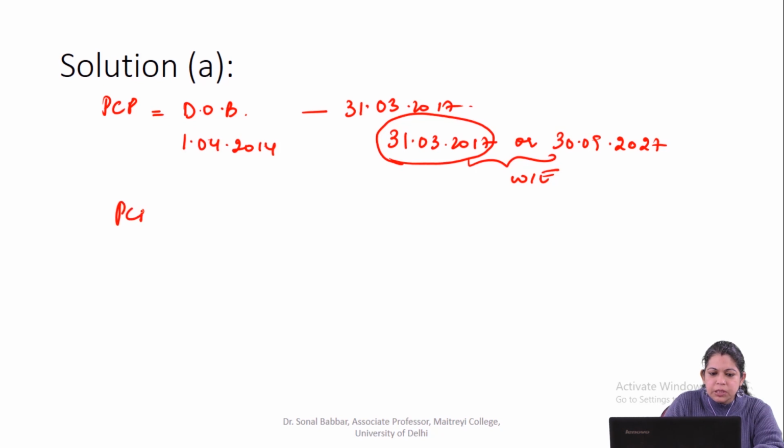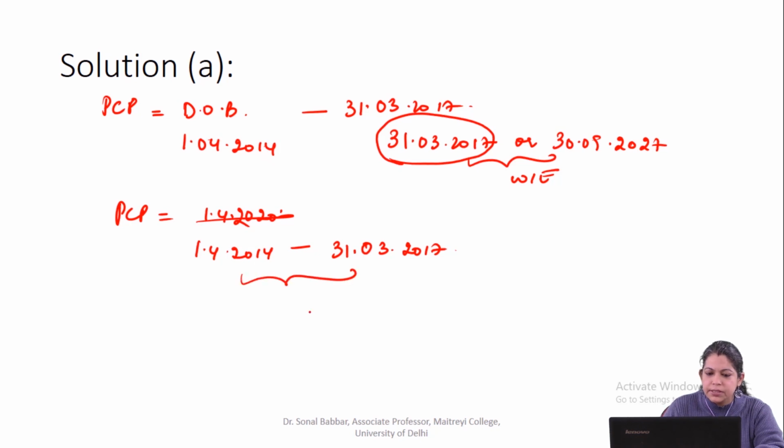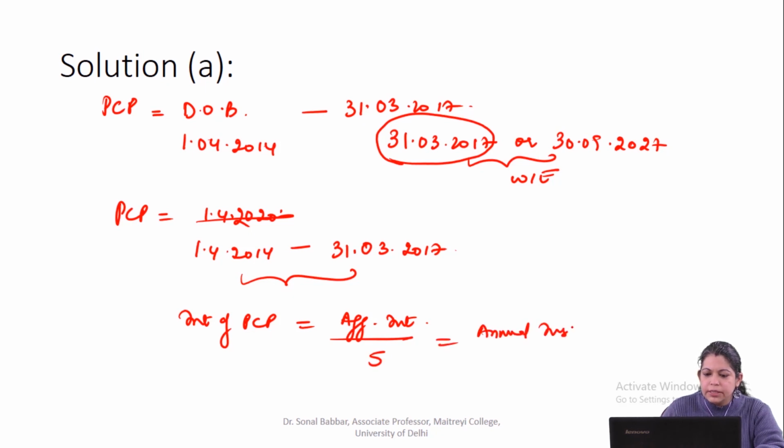Therefore, the PCP is 1st April 2014 till 31st March 2017. So we need to compute the interest for these years, and that interest of PCP will be the aggregate interest for the pre-construction period. That will be divided by 5 to get the annual installment.